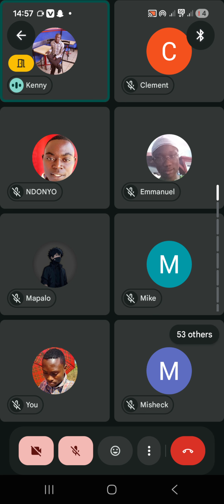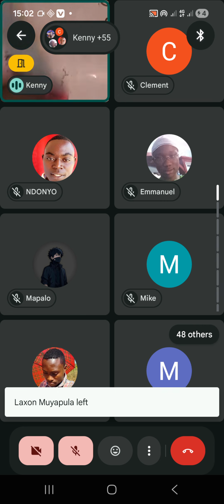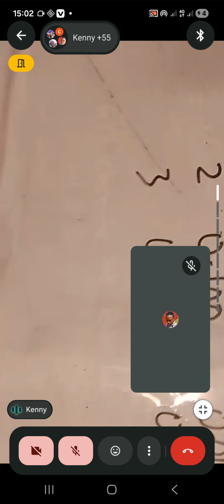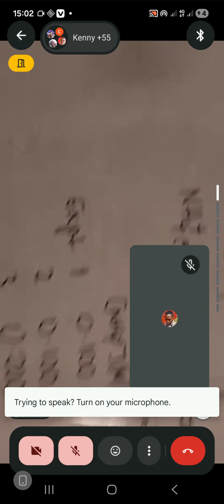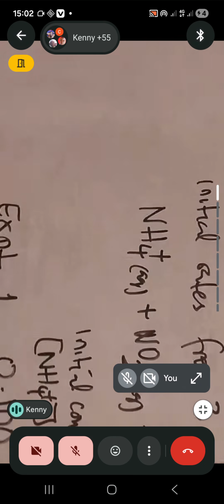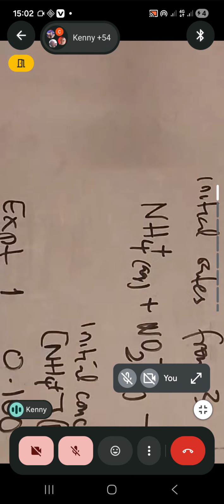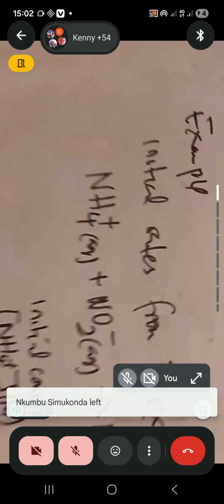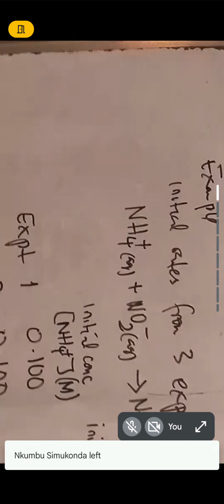Experiment 3, 0.200. Okay, these are the values. So let's determine the rate law. First of all, you are dealing with two reactants. If it is one, it is just n. If there are two, then it is n plus m.